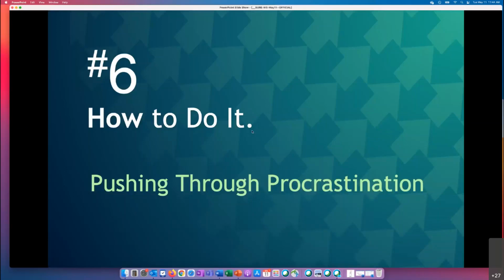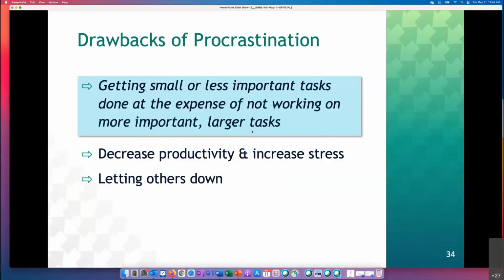Pushing through procrastination. Again, this is something I think that most of us experience. So procrastination really is getting small or less important tasks done, or spending your time at the expense of working on more important, larger tasks. So again, normalize it. Many of us do it at different times. We may not do it this time, but we'll hit a brick wall sometimes in life and test out our procrastination ability.